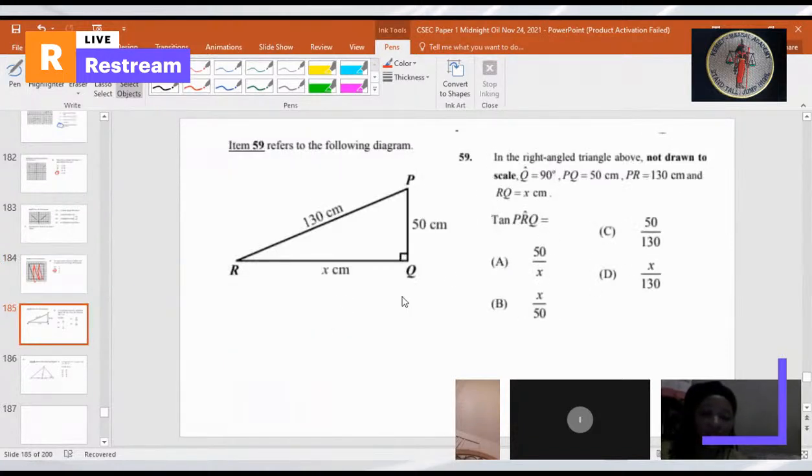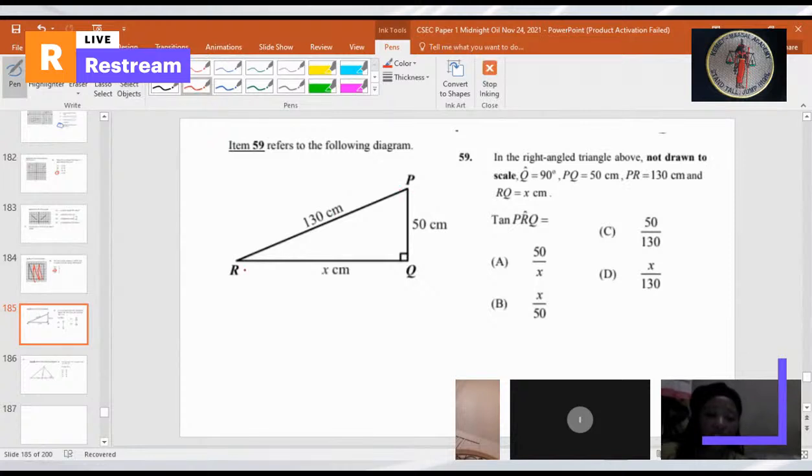And item 59 refers to the following diagram. So we have the hypotenuse is 130 centimeters, PQ is 50, and X is unknown. So in the right angle triangle above, not drawn to scale, angle Q is 90 degrees, PQ is 50 centimeters, PR is 130 centimeters, and RQ is X. What is the tan of angle PRQ?